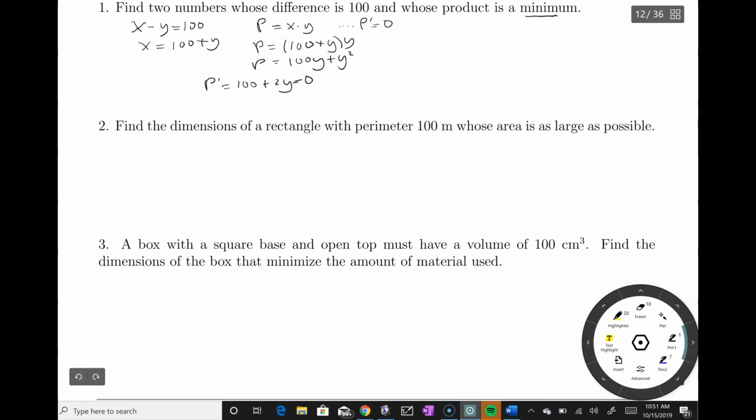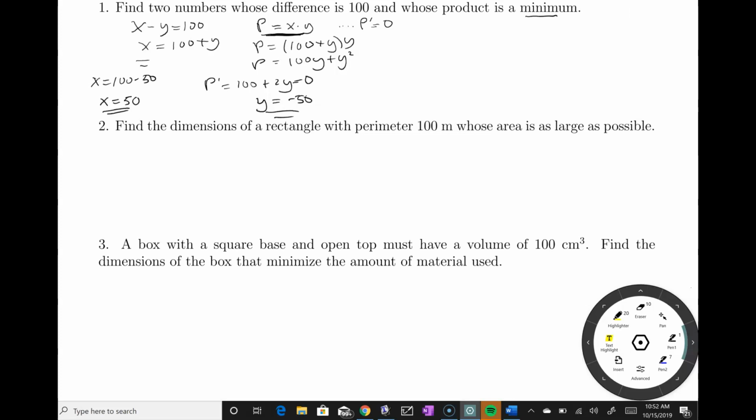Setting the derivative equal to 0 finds critical numbers. So I get y is equal to negative 50. So I want to find the other number, so I put that back into here. So I get x is equal to 100 minus 50, so x is equal to 50. So these are the two numbers that occur when the product, this product formula equation, has a critical number, and that's where the derivative equals 0. So this is a minimum.